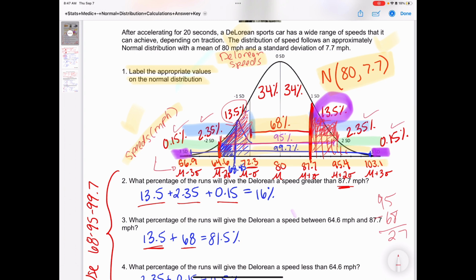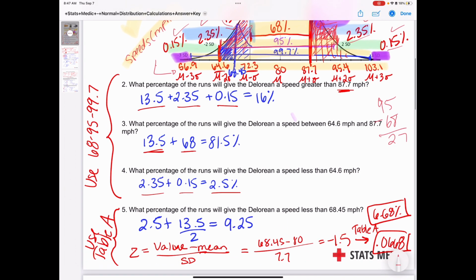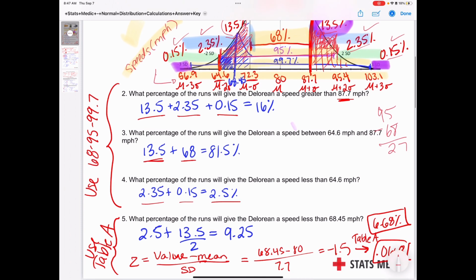And that's how we got 2, 3, and 4, because we just looked up the values and added them up. So for greater than 87.7, I just said 13.5, 2.35, and 0.15, and that's it. For number 5, though, you can't do that because it doesn't land perfectly on a standard deviation. So we have to use our table to be able to find that.